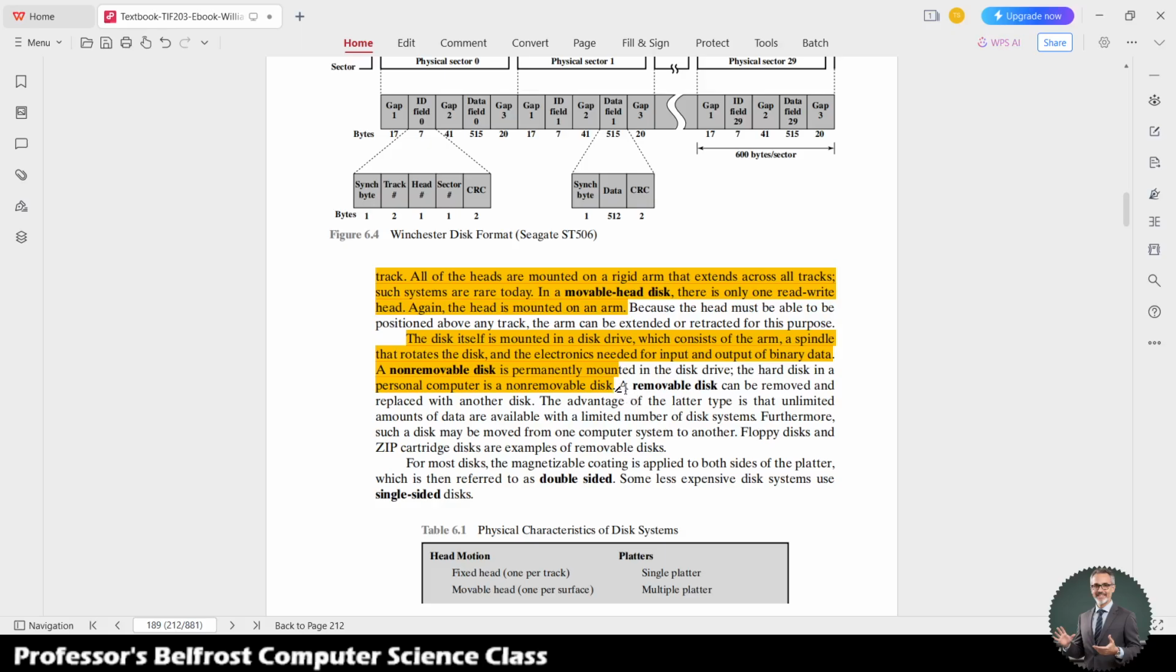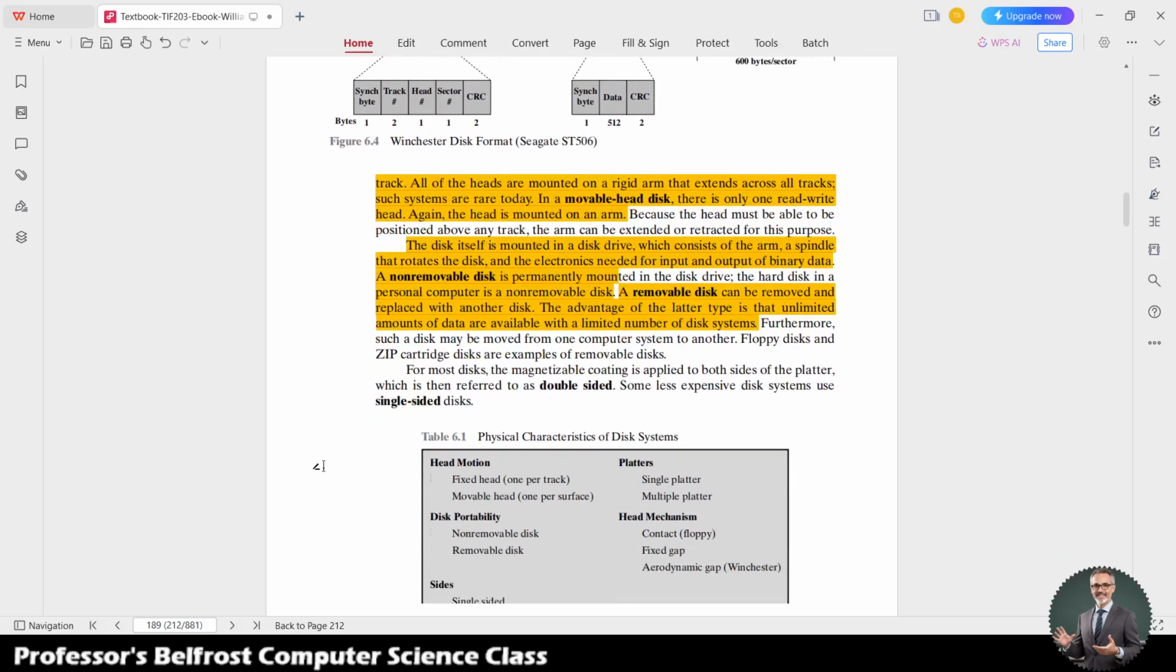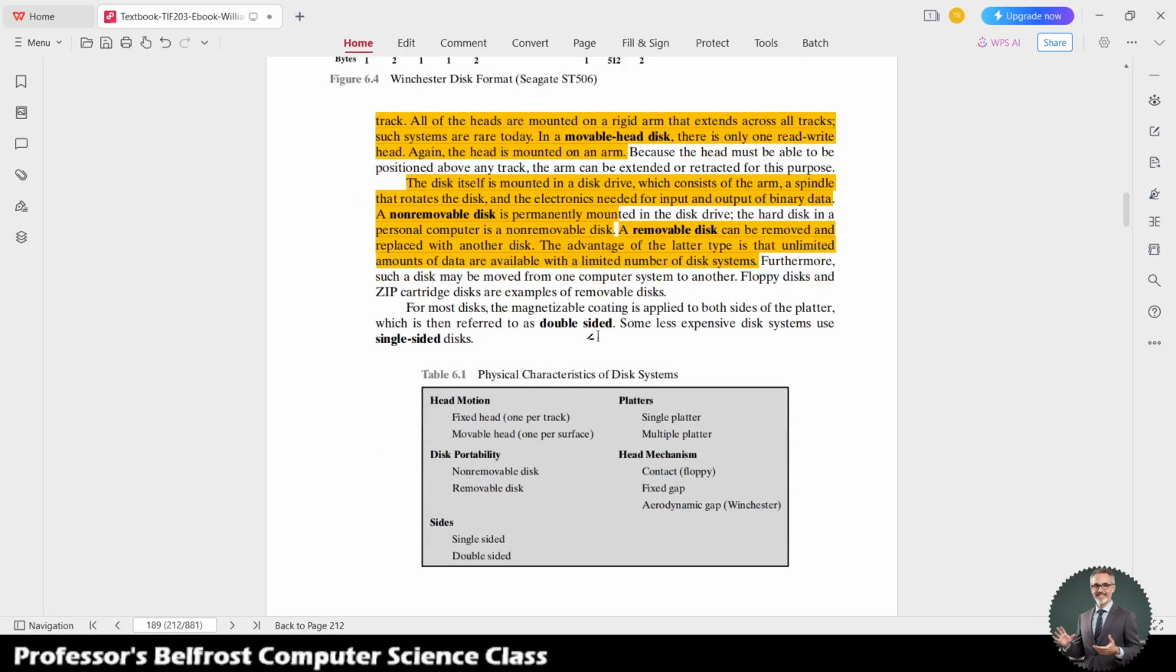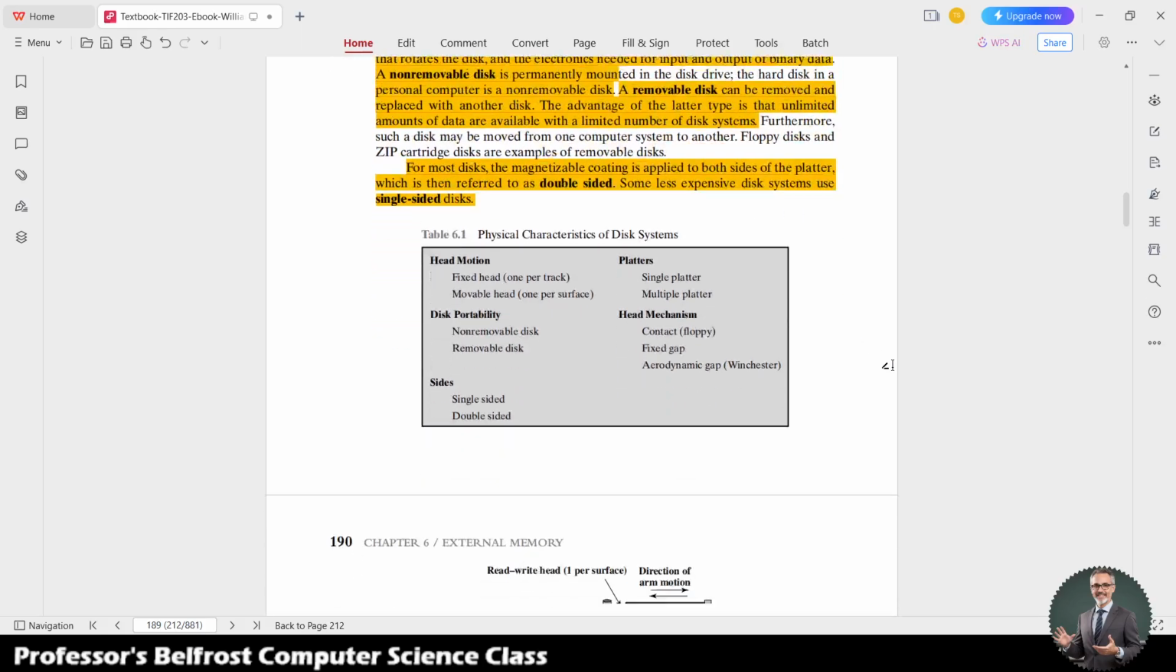For removable disc, this can be removed and replaced with another disc. And the advantage of the removable disc is that unlimited amounts of data are available with a limited number of disk systems. Also, we have what is called a single-sided and double-sided disk. So actually, there are many types.